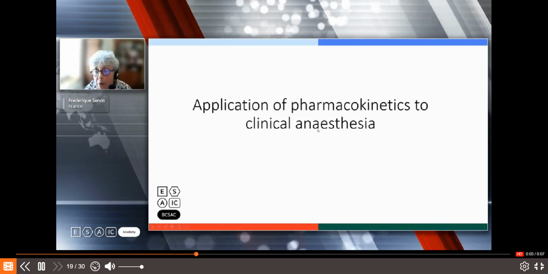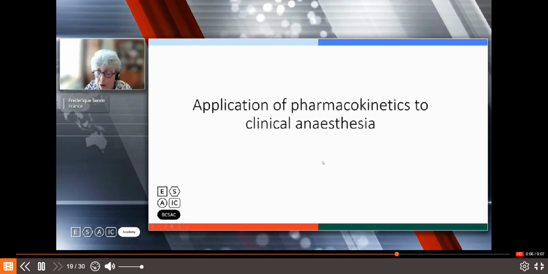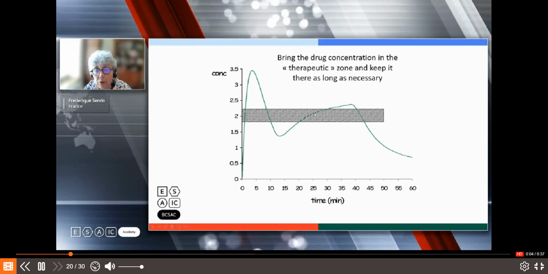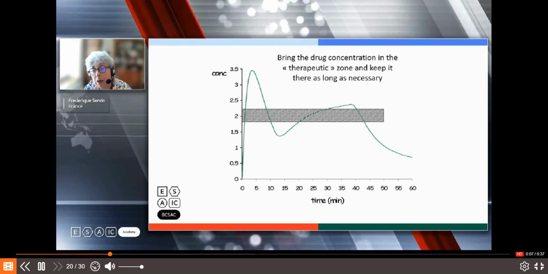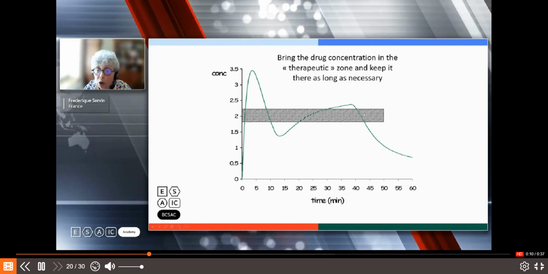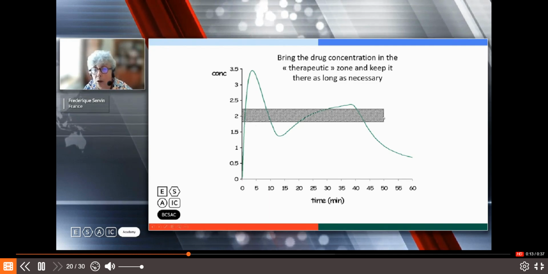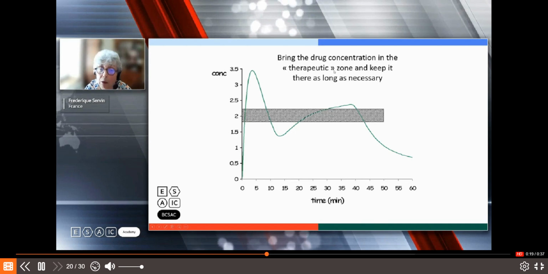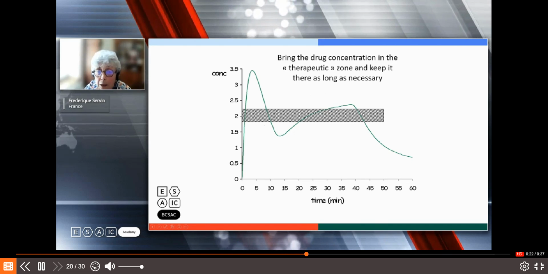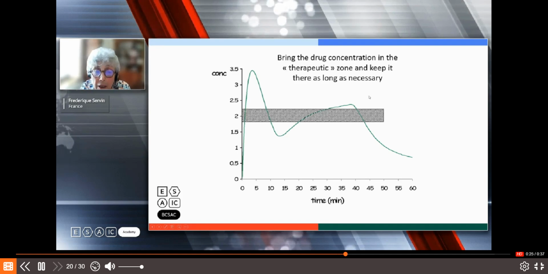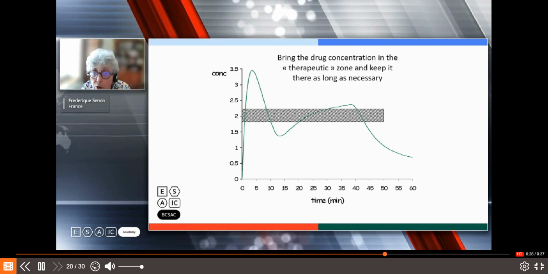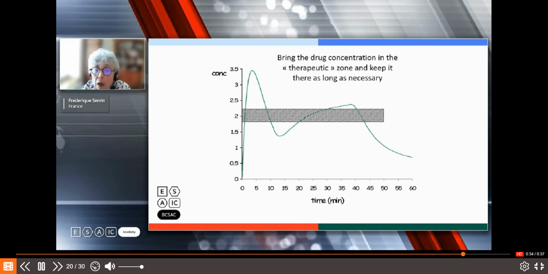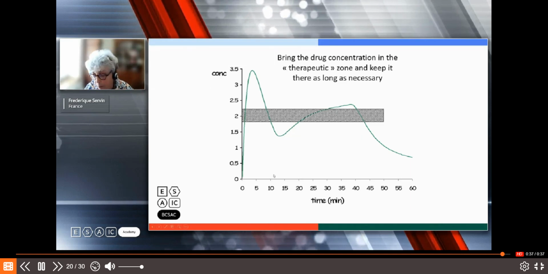Now we shall see briefly how to apply pharmacokinetics to clinical anesthesia. Of course, the idea of giving a drug to a patient is to obtain an effect, and you wish to keep the effect for a certain amount of time in what can be called a therapeutic zone. You see here that manual infusions will not get a stable concentration in that zone. I have no time today to talk about it, but this is the basis of target-controlled infusion.